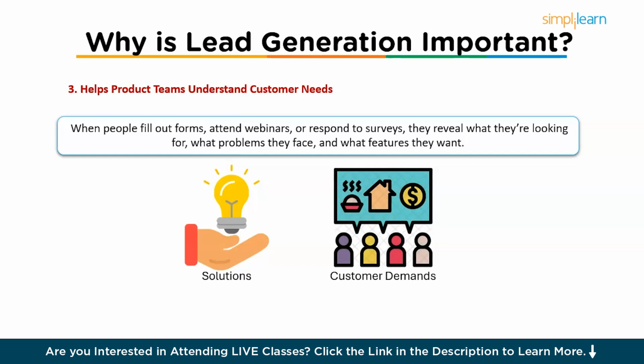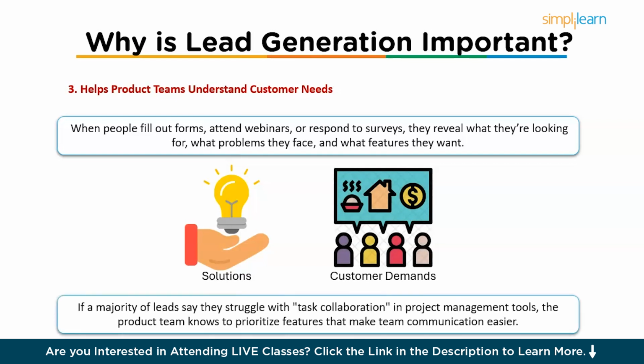For example, if a majority of the leads say they struggle with task collaboration in project management tools, the product team knows to prioritize the features that make team communication easier.